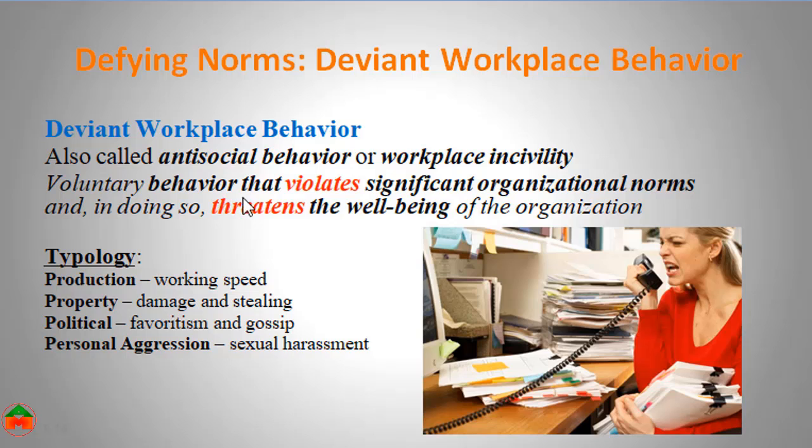Some of the outcomes of deviant workplace behavior may be an impact on working speed, which will impact production. There may be damage and stealing of property. There may be favoritism and gossip, which is known as political behavior, and there may be sexual harassment, which is known as personal aggression. So these are the possible outcomes which may arise from deviant workplace behavior, and deviant workplace behavior may arise whenever there is a characteristic of defying the norms.